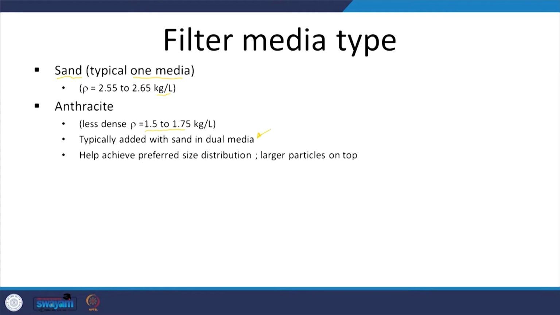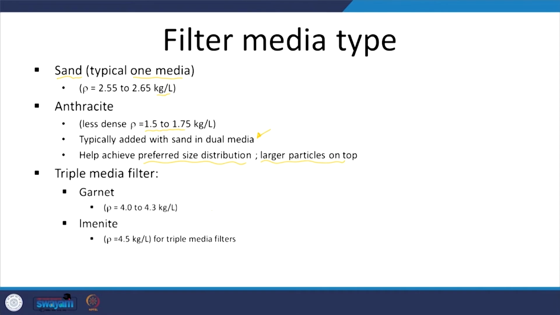And why is this? It will achieve the size distribution with the larger particles on top and smaller ones at the bottom. If not, you are going to have issues with respect to head loss and also removal efficiency, with particles sinking in. If it is a triple media filter, then you can also have different minerals here, garnet and ilmenite, but here you see that the density is relatively higher. In general, dual media filters with anthracite above sand is the usual way to go about it.